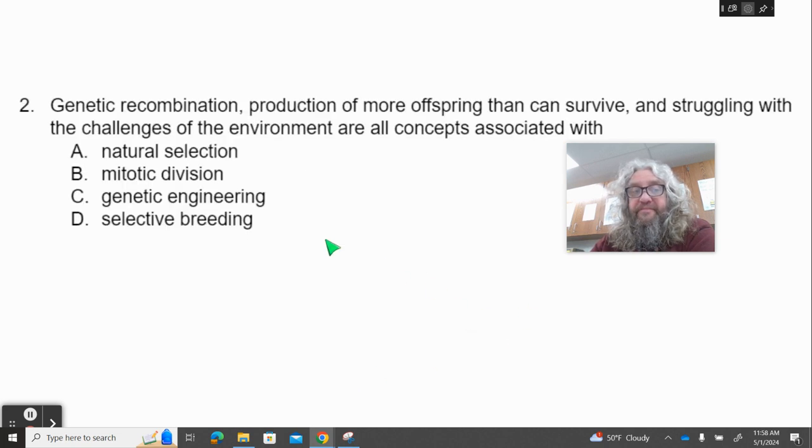Number 2, genetic recombination, production of more offspring that can survive, and struggling with the challenges of the environment are all concepts associated with A, natural selection, B, mitotic division, C, genetic engineering, D, selective breeding.